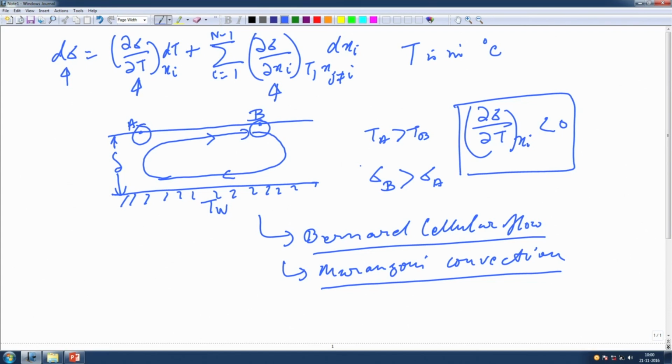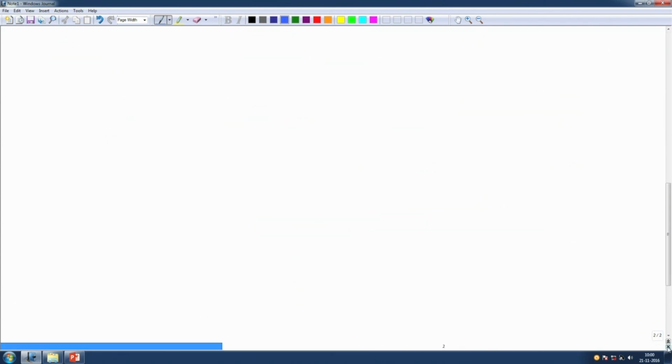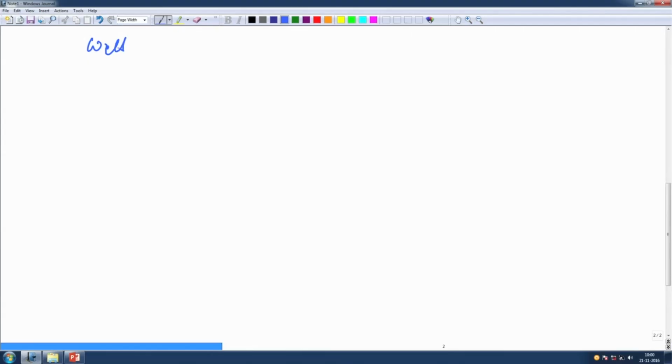Similar things can happen in other types of mediums as well, in other types of configurations as well. But in general, this is what the surface tension driven flow is all about. Now let us look at the wetting and the contact angle behavior, coming to the topic, and here also we will find later on that Marangoni flow will be an important aspect. So, wetting and contact angles.